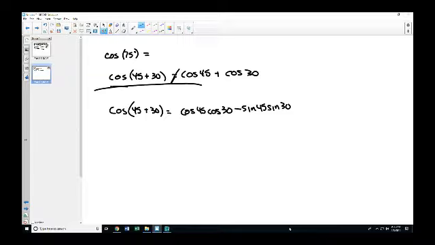Why can't we just leave it as a 75? Because we don't have that on the unit circle. The point is, this is not on the unit circle, so we are making it a calculation that is on the unit circle. All those are on the unit circle, so you don't have to have a calculator.